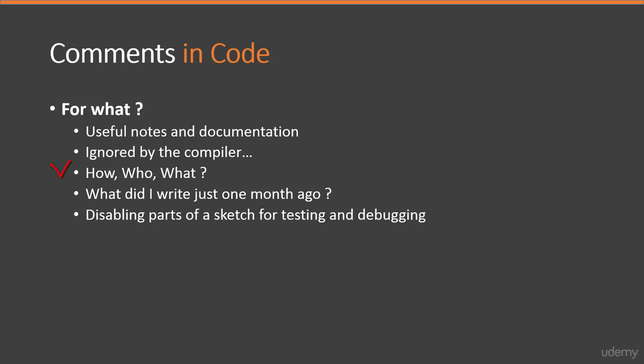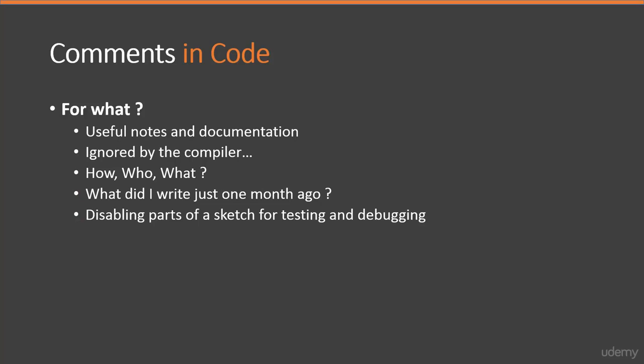Be sure they will help you to understand what the hell you have done just a week ago or a month ago in your sketch. They are also useful for disabling parts of a sketch for testing and debugging. We can quickly disable a specific line or a group of lines and see what happens. It's also helpful to make a change in a part of the code but leave the old code in place using comments, just in case we want to use that old code again.